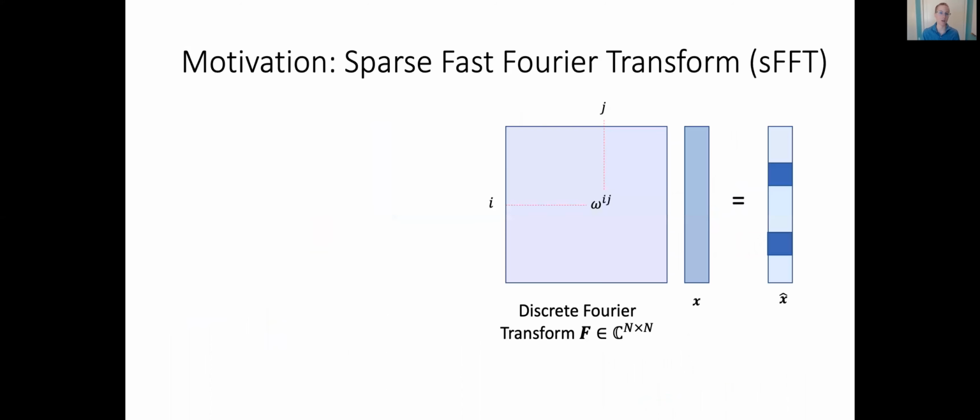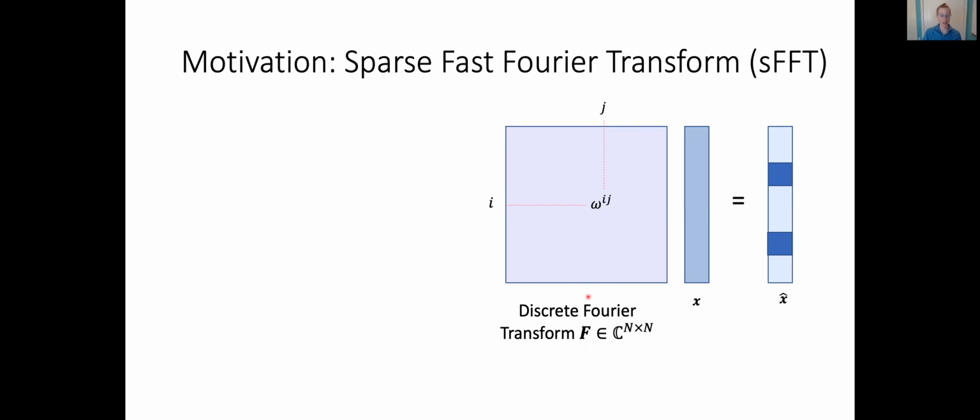Okay, but before I define what these objects are, let me talk about some motivation coming from the sparse fast Fourier transform. So the discrete Fourier transform you're probably familiar with is a matrix here. Can y'all see my mouse? Yes. Great. Thanks, Mark. Actually, can I turn it into a pointer? Is that a thing? Oh, I can. Aha, there we go. Now I have a pointer.